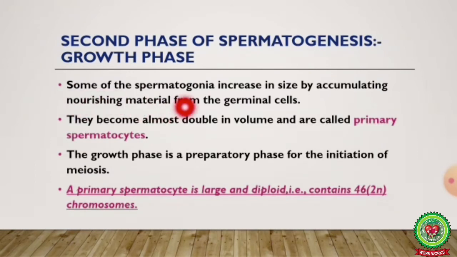Now, some of the spermatogonia increase in size by accumulating nourishing material from the germinal cells. They become almost double in volume and are called the primary spermatocytes. The growth phase is a preparatory phase for the initiation of meiosis. The primary spermatocyte is large and diploid and contains two sets of chromosomes, that is 46 chromosomes.